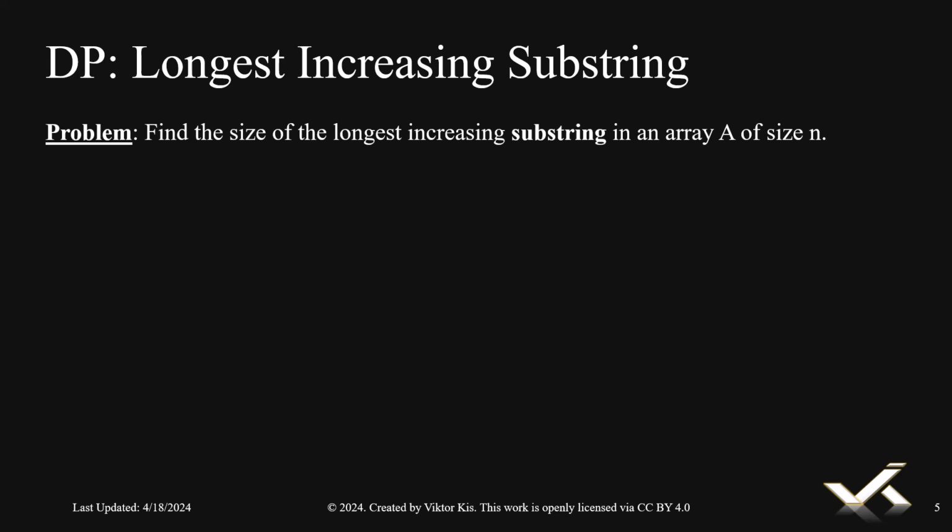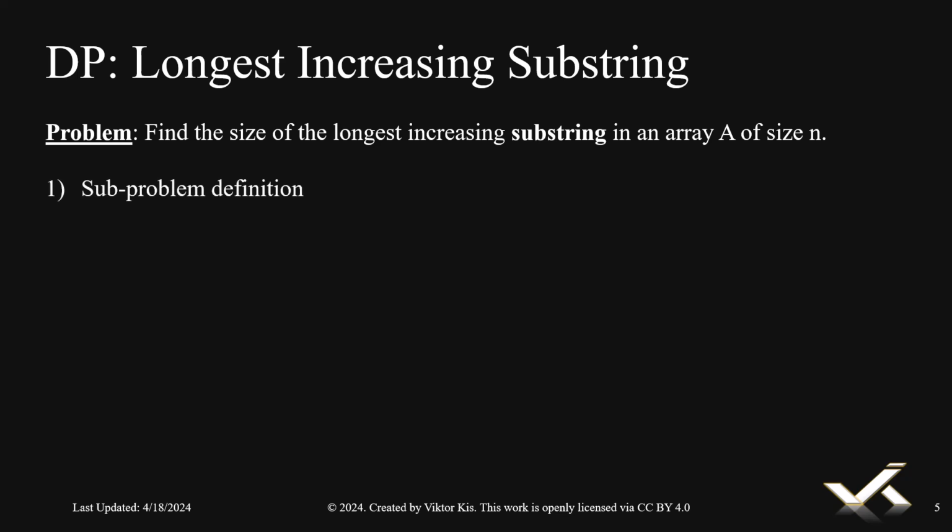This is the substring where we cannot skip elements in an array A of size n. A proper dynamic programming solution has 4 parts: the subproblem definition, the definition of recursion, the pseudocode, and the time complexity analysis. First, we need to define the subproblem.